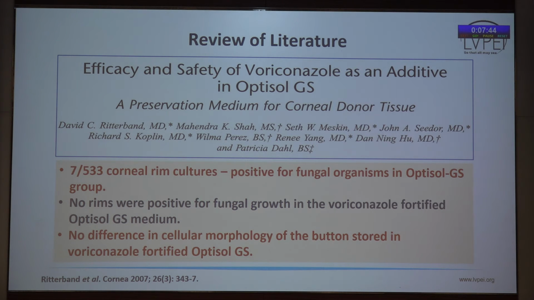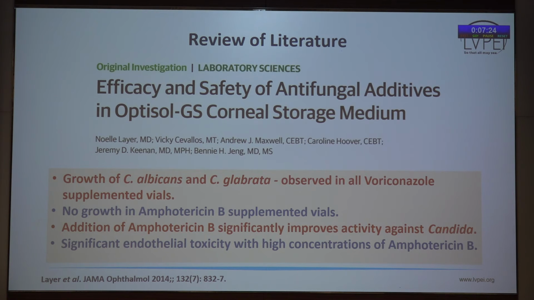In this study, voriconazole was added in Optisol GS, and you can see 7 out of 533 corneas were positive for fungal organisms in plain Optisol, whereas when it is fortified with voriconazole, there are no rims which are positive. There is no difference in cellular morphology, so that means it is not very toxic either. But another study, where they took only Candida albicans and Candida glabrata, showed no growth in the amphotericin B supplemented media, whereas in the previous one it was voriconazole. And there is endothelial toxicity when you increase the concentration. So you need to find a dosage that is efficacious but least toxic.